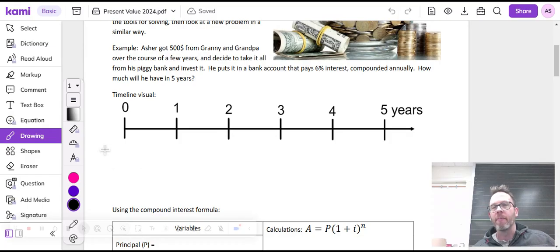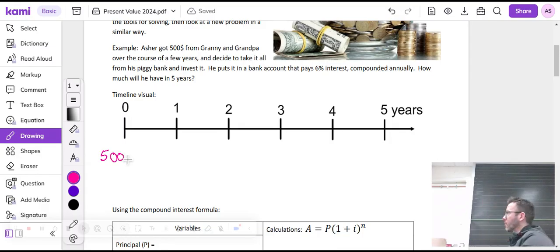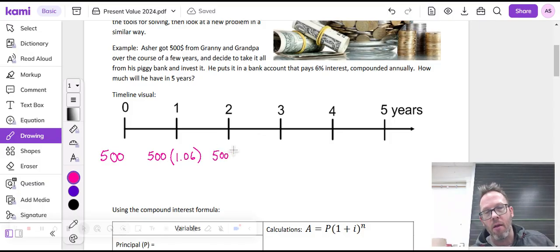So really, what's going on here is Asher starts with $500. How much does he have after 1 year? So what we would have done yesterday, we would take that 500, and because the interest rate is 6%, and it's annually, so we don't need to do any dividing here, we would multiply by 1.06. And then to get it after 2 years, we would multiply by 1.06 again. But we would just write that as 1.06 squared. And we'll just fill up our timeline.